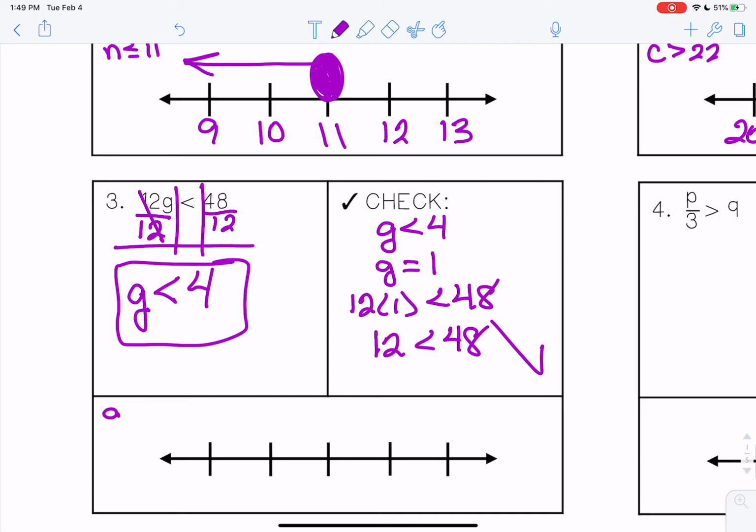Now I'm going to go ahead and graph my answer. 4 will go in the middle. I'll have a couple of numbers bigger, a couple of numbers smaller, and my bubble on that 4. Now there's no equal sign on that less than symbol, so the bubble stays open. And G is all the numbers smaller than 4, so my arrow is going to go towards all the numbers smaller than 4.